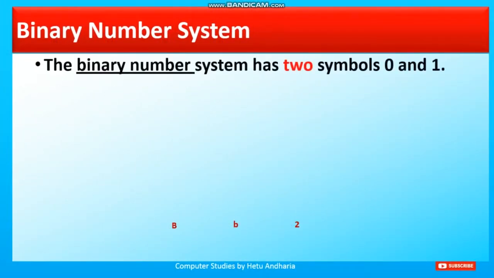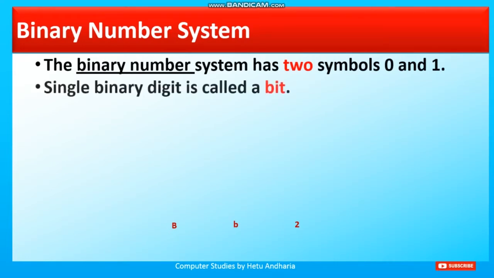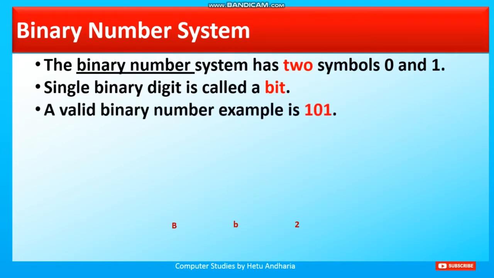Now the binary number system, as discussed earlier, has two symbols, that is 0 and 1. A single binary digit is called a bit. 8 bits form 1 byte. Now a valid binary number example is 101, right?